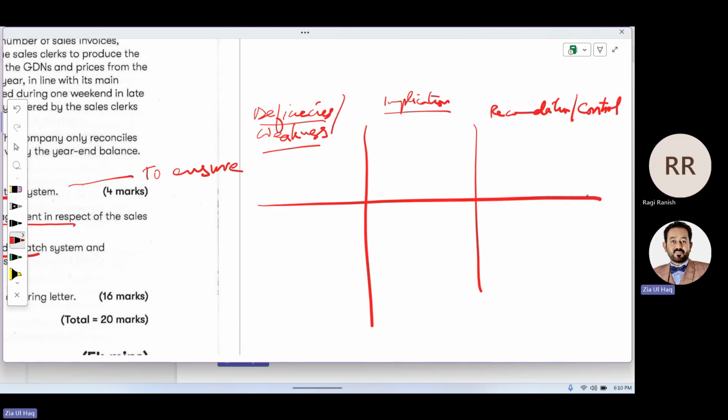We will write down 1 weakness, its implication, its control. Then we will move towards the next weakness. Suppose the GDN does not have a customer signature. Customer signatures are not obtained on the GDN. What could be the problem? The company will not have proof that the customer has received the goods. What could be the recommendation? The company should keep a record of GDNs with the customer signature as proof.